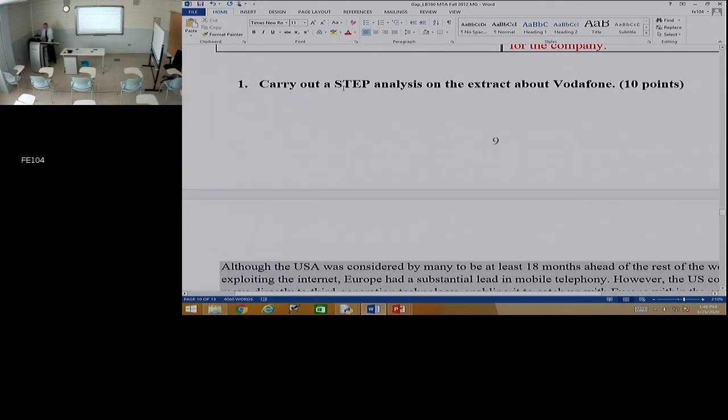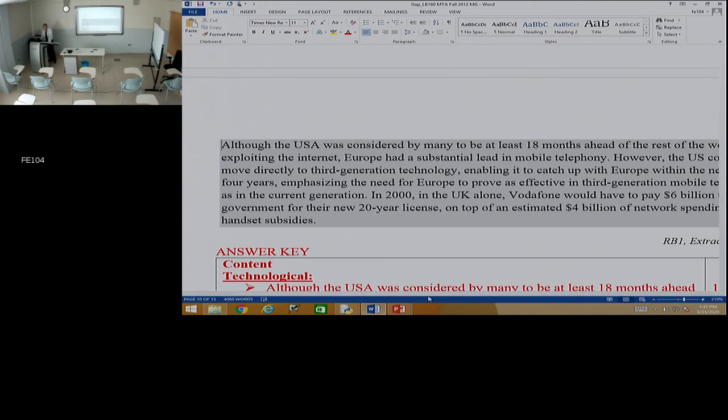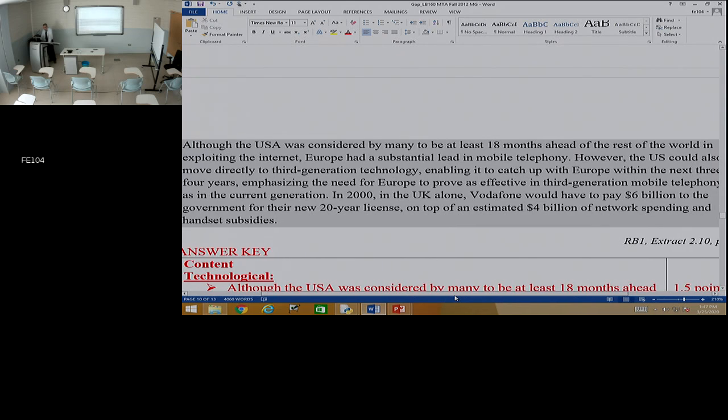All right, again, carry out SIP analysis. So 6 examples, 6 paragraphs. The first paragraph is introduction, then technological, political, social, economic, and political.